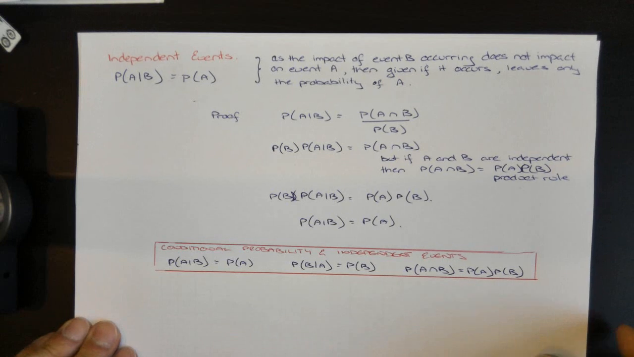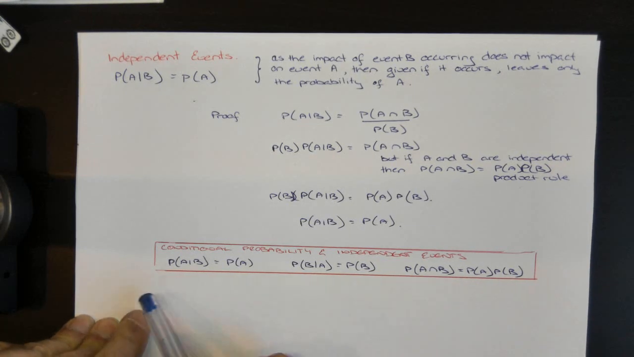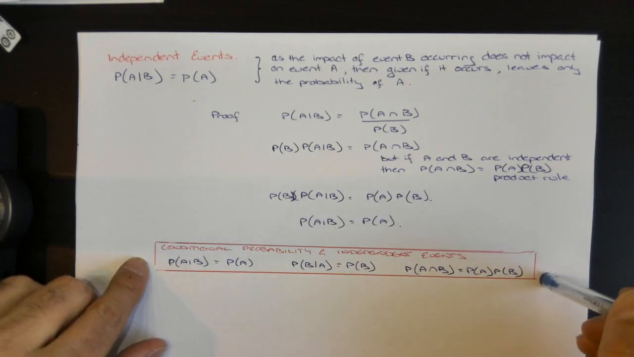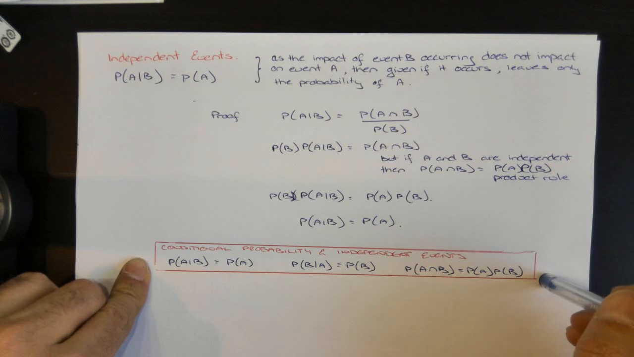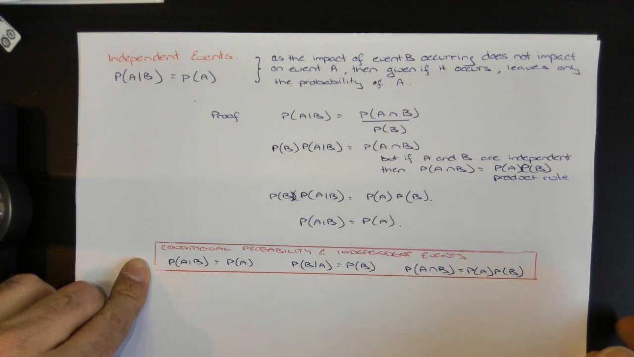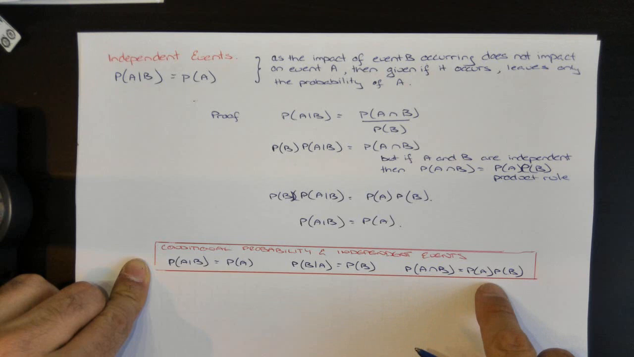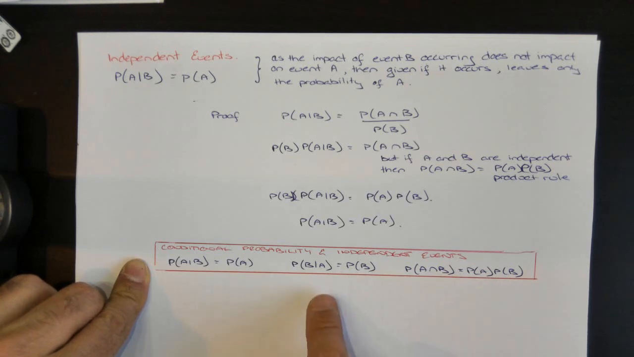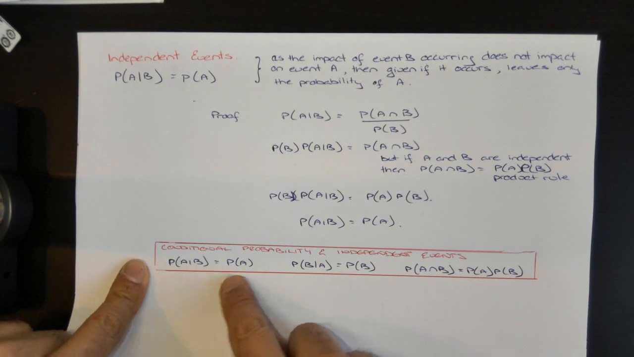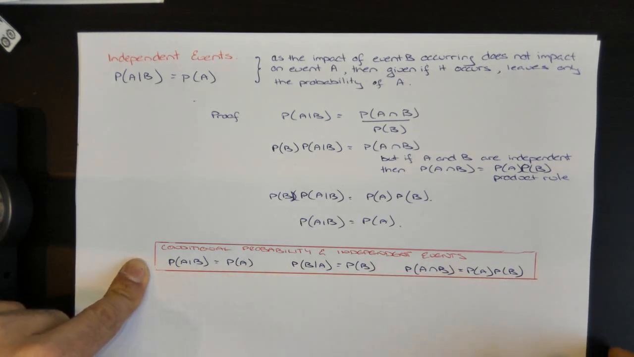Okay. Let's do some examples. And these, you might want to jot these down. These are quite good to remember. Okay, so the intersection is probability of A times probability of B. Probability of B given A is just probability of B, and probability of A given B is probability of A, and that's for independent events.